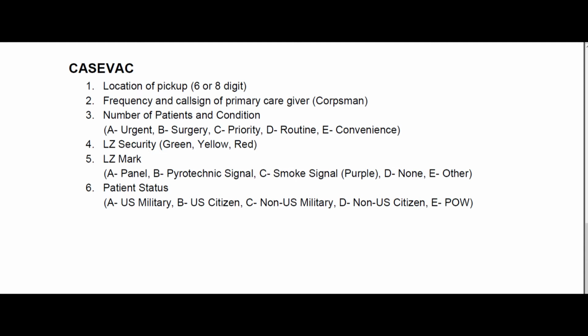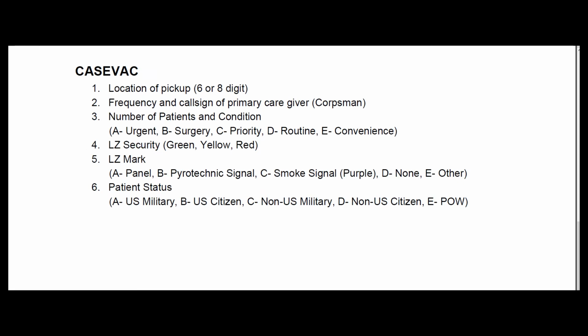Line number 4 is the LZ security. That's reported in green, yellow, or red. Green being the area is secure, no risk of enemy fire, the bird should be safe on the ground, and there's pretty much no risk. Yellow would be there's limited fire, you have shots coming in, however there's no major risk to the bird. Red would be enemy AA or any heavy weapons in the area that would present a huge threat to the aircraft, and aircrews should be using extreme caution when there is a red LZ.